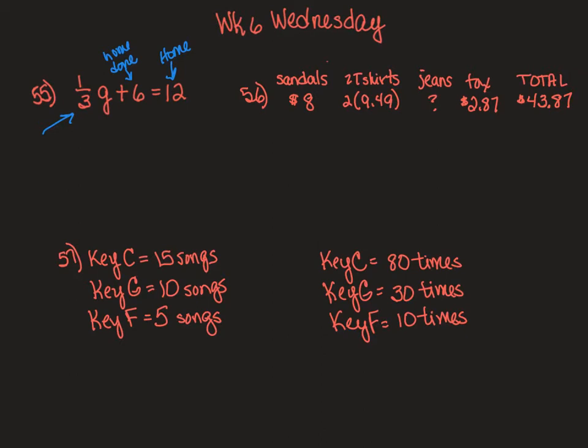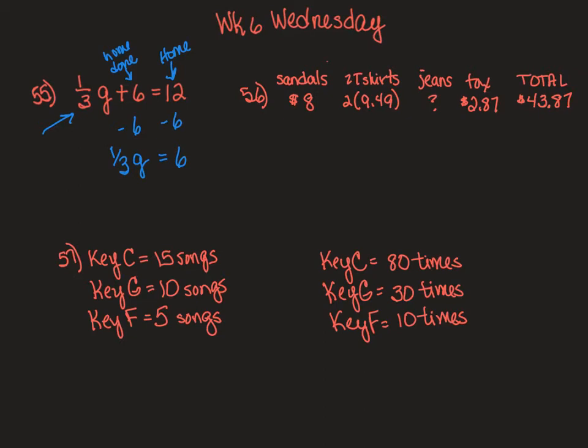So first thing we're going to do is get rid of the home games that they've already done. I don't really need those. I need to know how many are left. So over here on the right side, I have 6 games left. And I know those 6 games are going to be 1/3 of all the games we get to play. So if that's true, what is G?